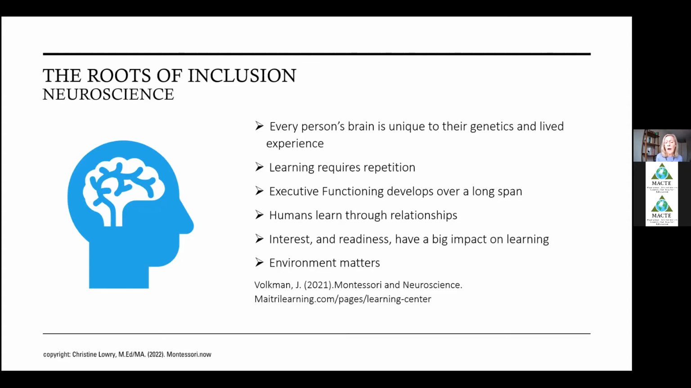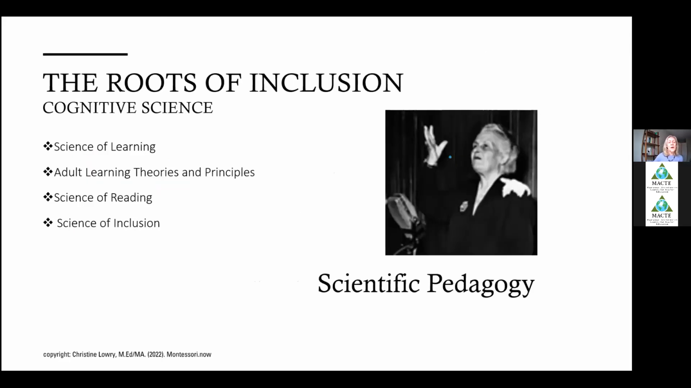We know that learning and motivation depend in large part on what it is we're learning. Is it something we're interested in? Is it something that we're ready to learn? And we know, yes, that the environment matters, the prepared environment. We can also look to the cognitive sciences to give us some information about inclusion, the science of learning that helps us learn how to best teach children and adults.